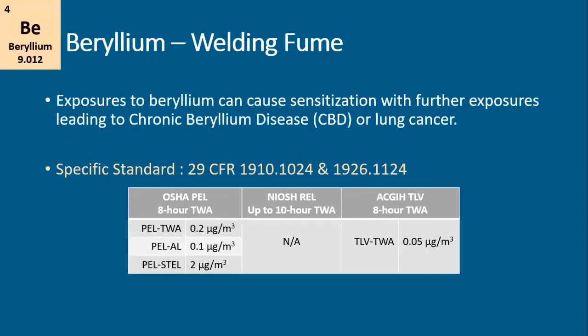Beryllium has a specific OSHA regulatory standard. If an employee is exposed to beryllium, the requirements detailed in 1910.1024 for general industry and 1926.1124 for construction would need to be followed. Common occupations with potential exposures to beryllium are foundry laborers, furnace tenders, metal fabricators, welders, abrasive blasters, and dental technicians.